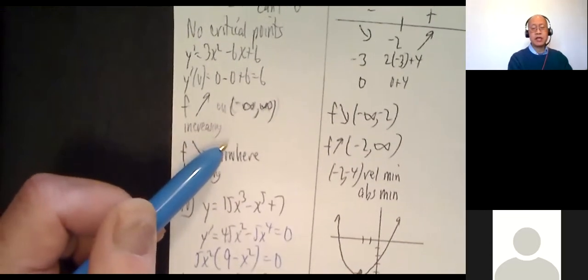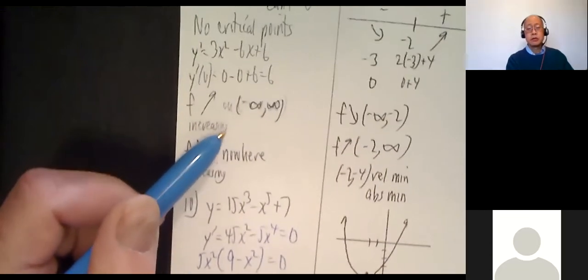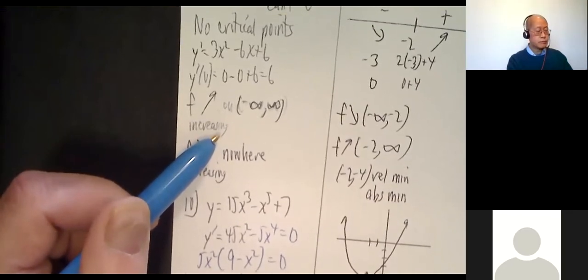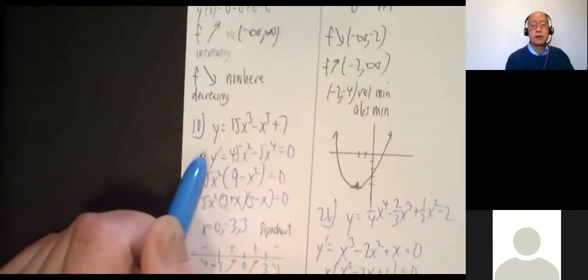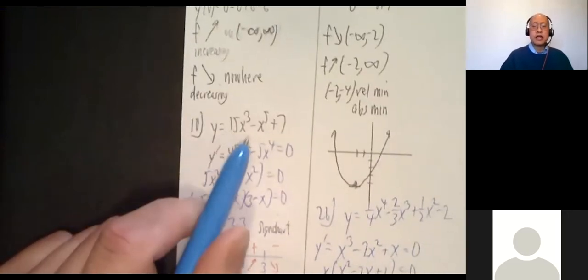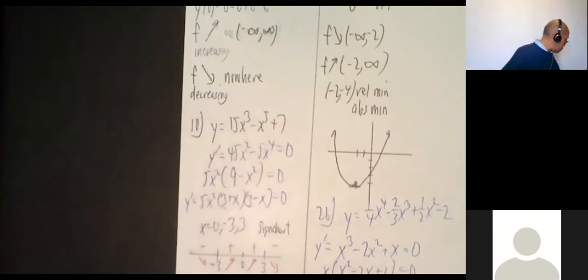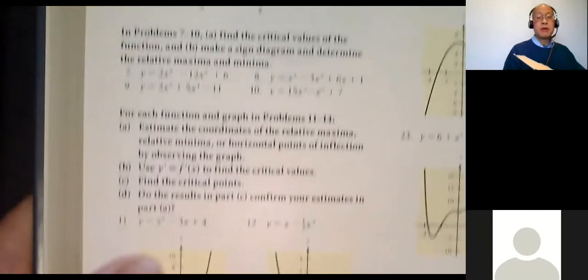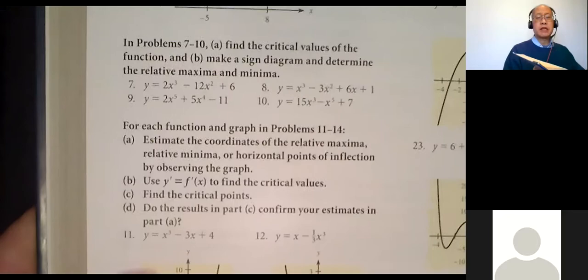Okay, so that was kind of an easy first example. So let me do one where it's not that straightforward. Okay, number 10. y equals 15x cubed minus x to the 5th plus 7. So this one actually will have stuff. Okay, so make a sign diagram, determine maxima and minima.